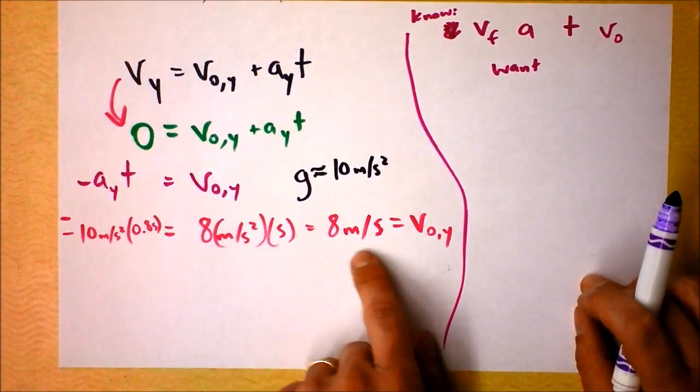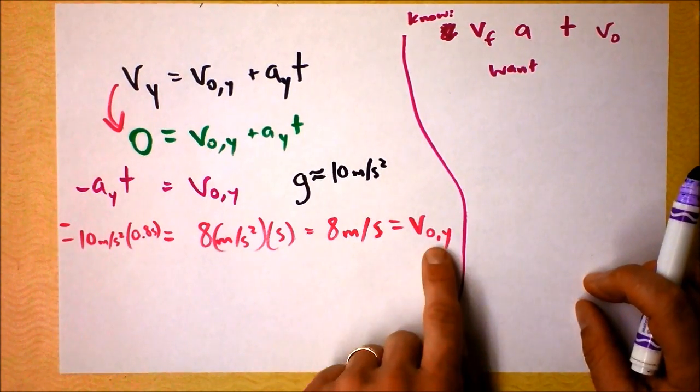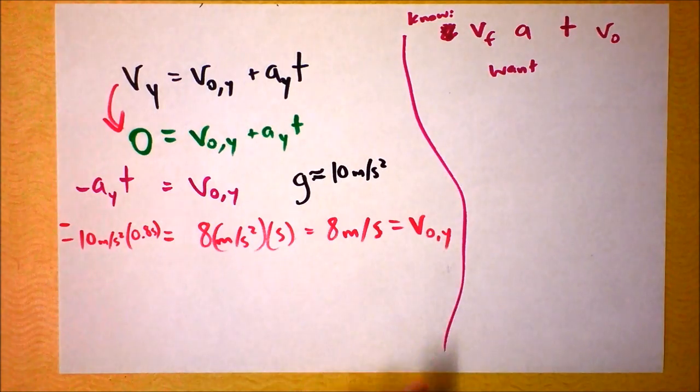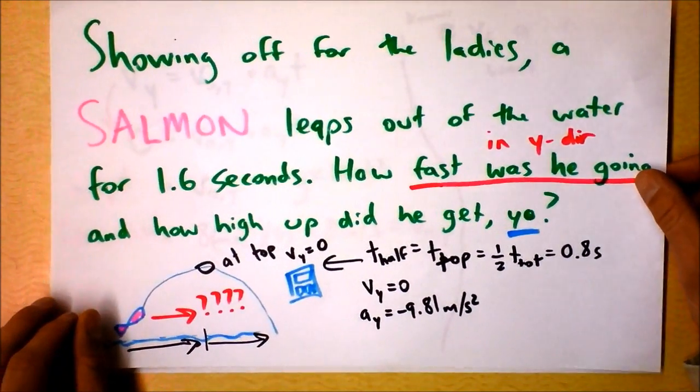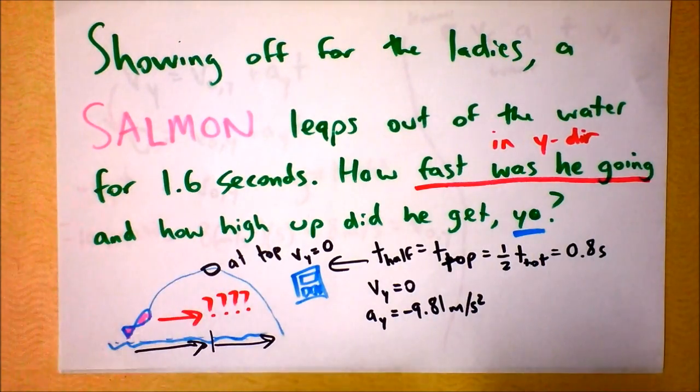So I did the math already while you weren't watching because my battery was dead, and got 8 meters per second. That's the initial velocity in the y direction of this particular salmon, and we'll answer the second question, how high up did he get, during this jump, in the next video.